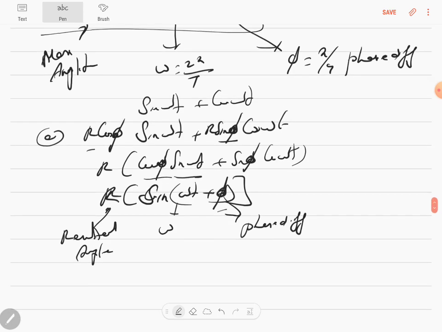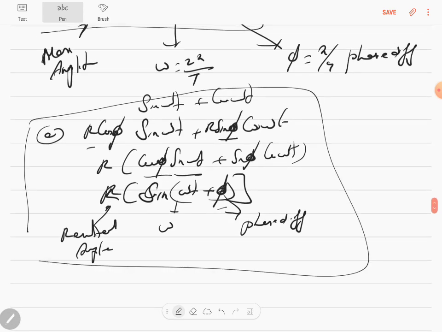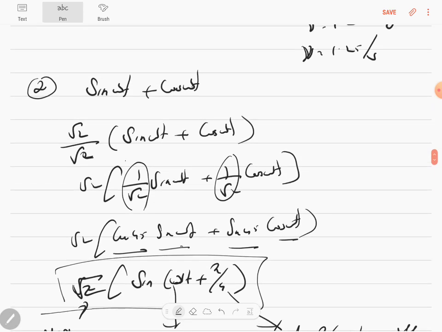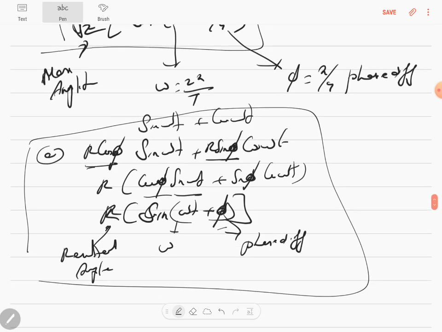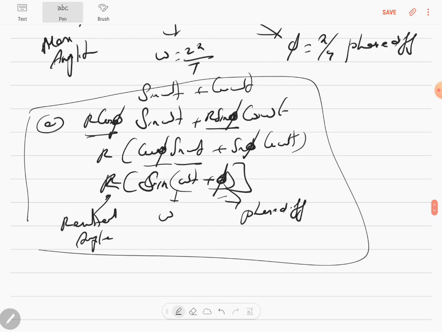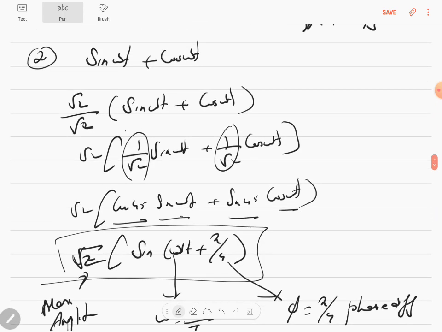You can also prove it like this. It's not necessary to multiply and divide by a root 2, but that is simpler. Taking it and writing it like this is also simpler, but your teachers might introduce r cos theta, r cos phi and r sin phi, and take it like this. This is just for your knowledge. For the numerical, it's enough to do it by multiplying and dividing by root 2.